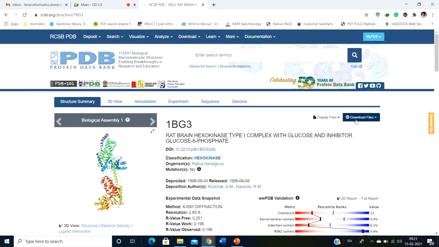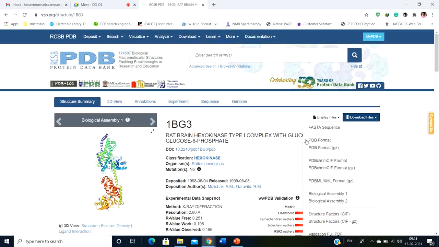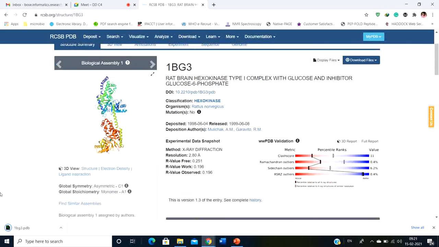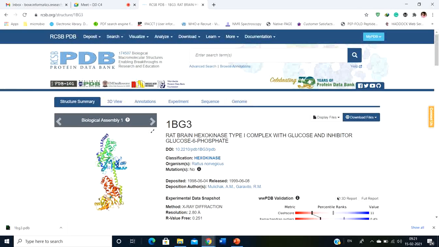But now, how to visualize the structure? In the upper part, you have an option called Download files. If you simply click that, you're going to find the option called PDB format. Simply click that PDB format, and that file is going to get downloaded. I'm going to talk about it later.